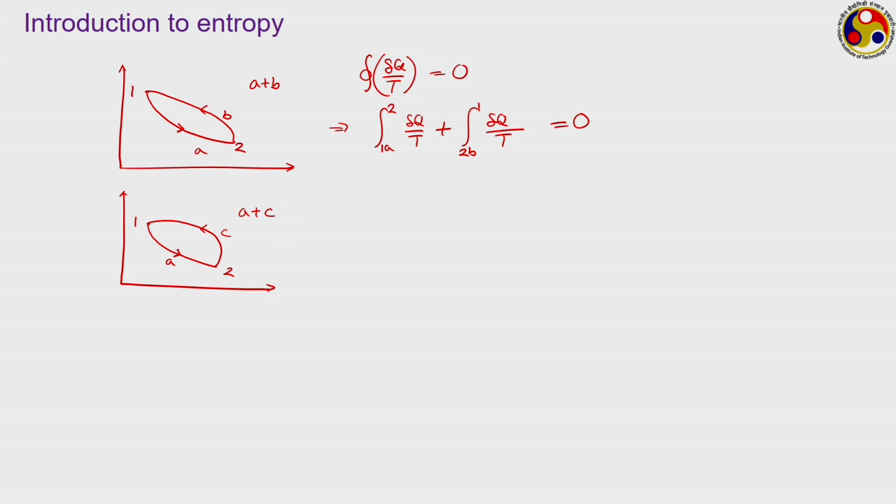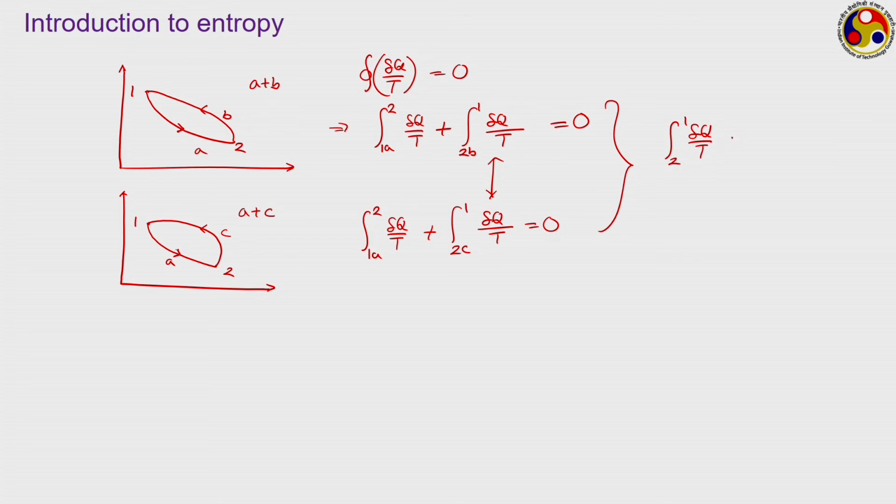So, in this case also we can use the Clausius inequality and accordingly we can write 1 to 2 following A del q by T plus 2 to 1 now following C del q by T is equal to 0. So, if we compare these two, then we can say that for both the situations integral 2 to 1 del q by T is the same, and this way we can choose any process to go back from 2 to 1. As long as that is reversible, the magnitude of this integral 2 to 1 del q by T will remain the same. And therefore, what does that indicate?